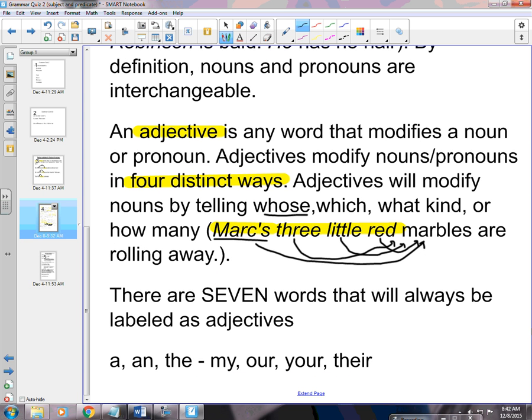There are 7 words that will always be labeled as adjectives, and these will also be on your quiz. Memorizing these words will make labeling and identifying parts of speech much, much easier. It's very important that you remember these. I remember them like a phone number. Every phone number begins with 3 digits and ends with 4 digits. You can do the same thing with this 7-word pattern: a and the, my hour, your there. These words will always be adjectives, and we'll revisit that in a minute.